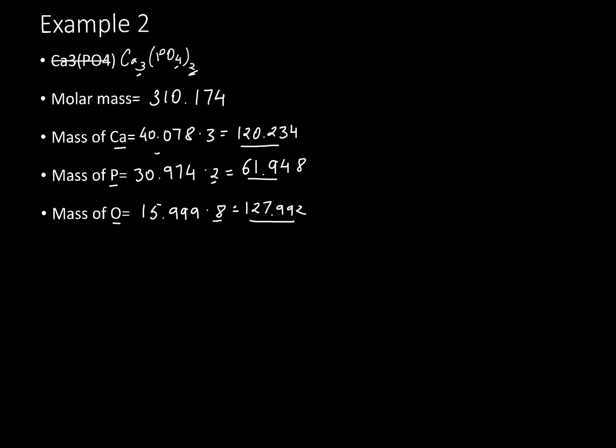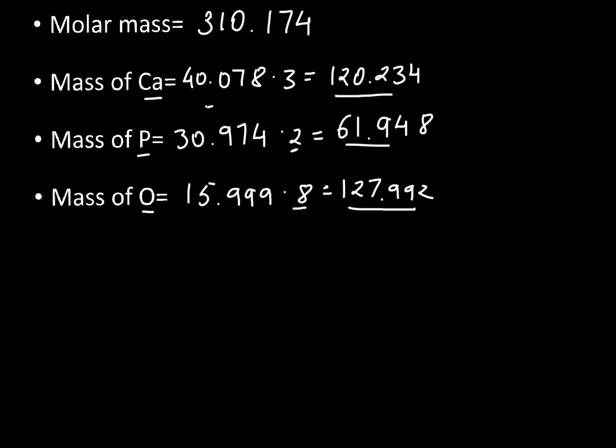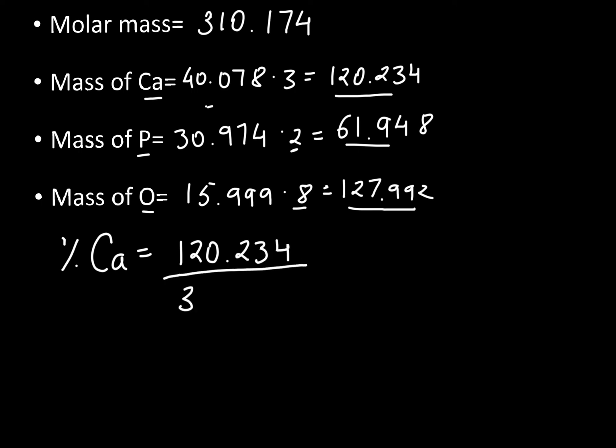Now we're going to use these 3 masses to find the percentage of each of the 3 elements. Remember, in this problem you're going to have 3 different answers: 1 for calcium, 1 for phosphorus, and 1 for oxygen. So let's do the first one, the percentage of calcium, which would be 120.234 divided by 310.174 multiplied by 100, and you can go ahead and do the math.